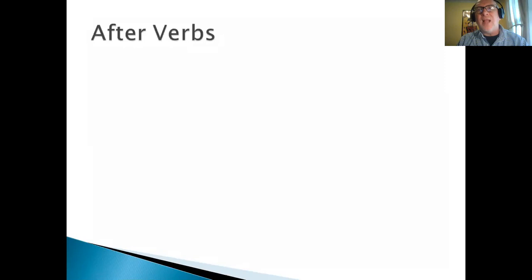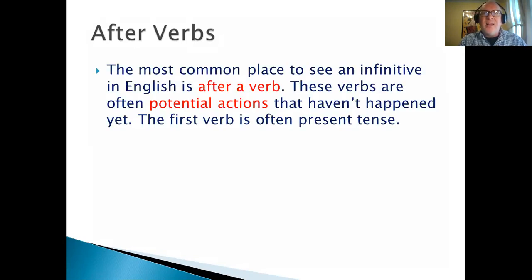Most popular, after verbs. We already learned in level 1 and level 2 some infinitives. In level 1, we learned have to. In level 2, we learned want to and need to. So these are the infinitives, right? The most common place to see an infinitive is after a verb. These verbs are often potential actions that haven't happened yet. The first verb is often simple present tense. For example, this one's present continuous, but you see what I mean. We're planning to have a party next Saturday.